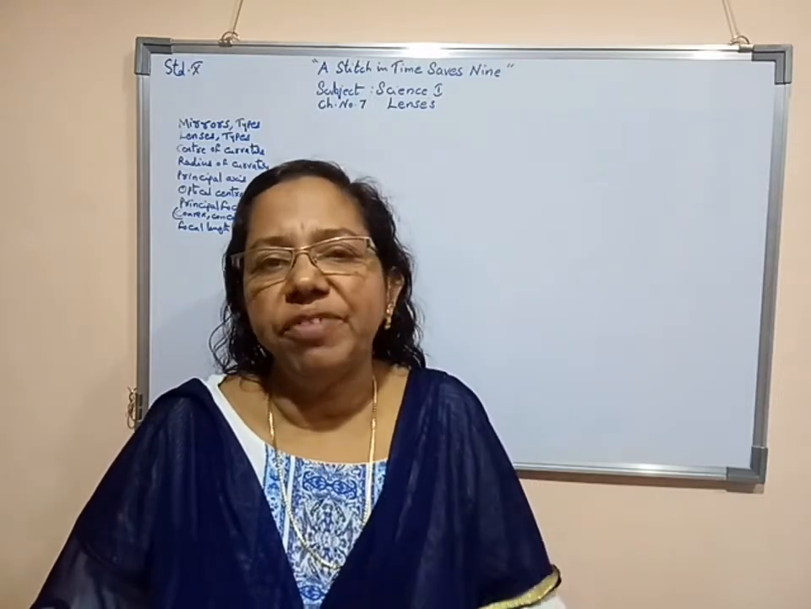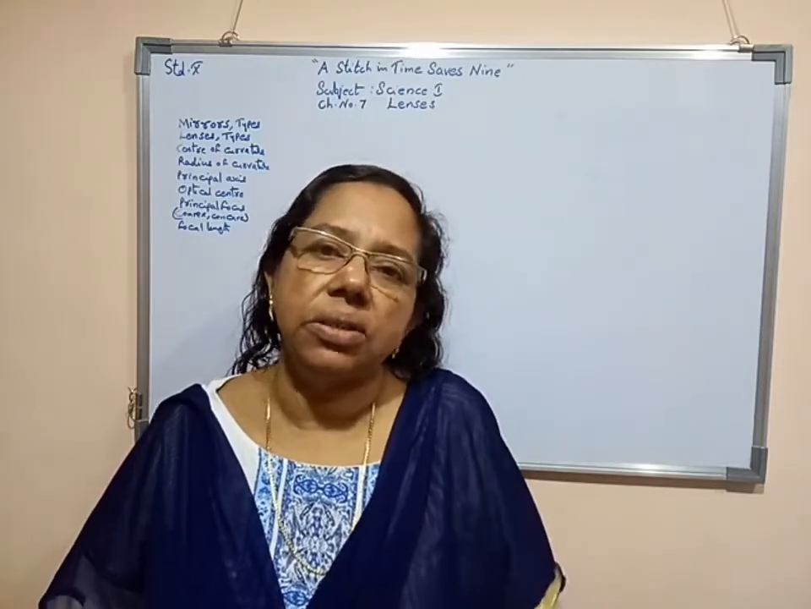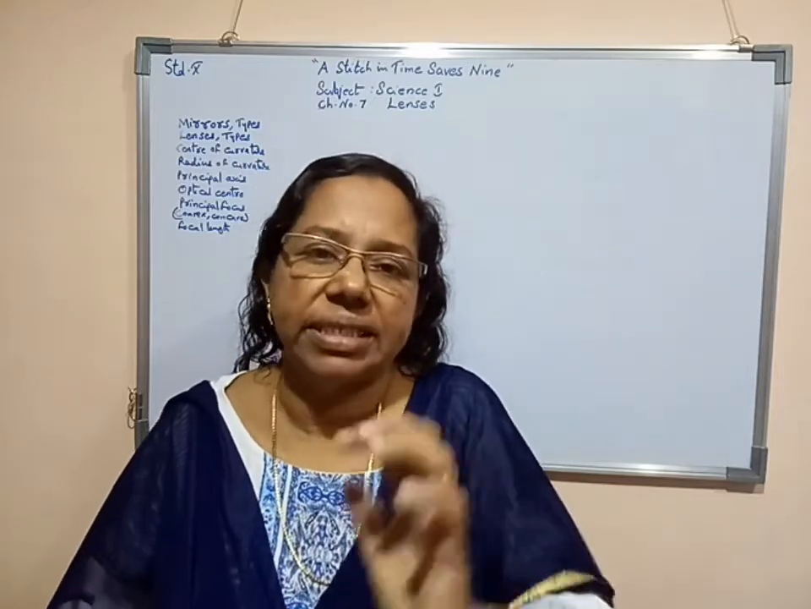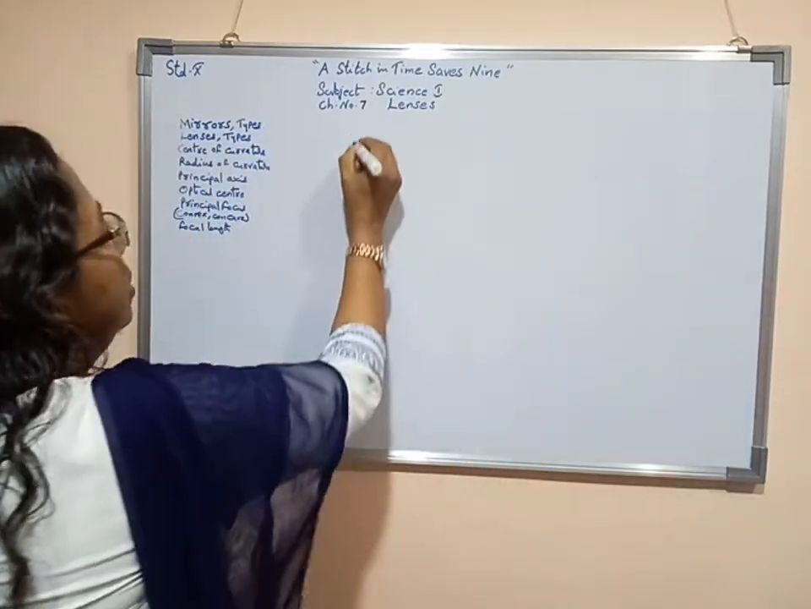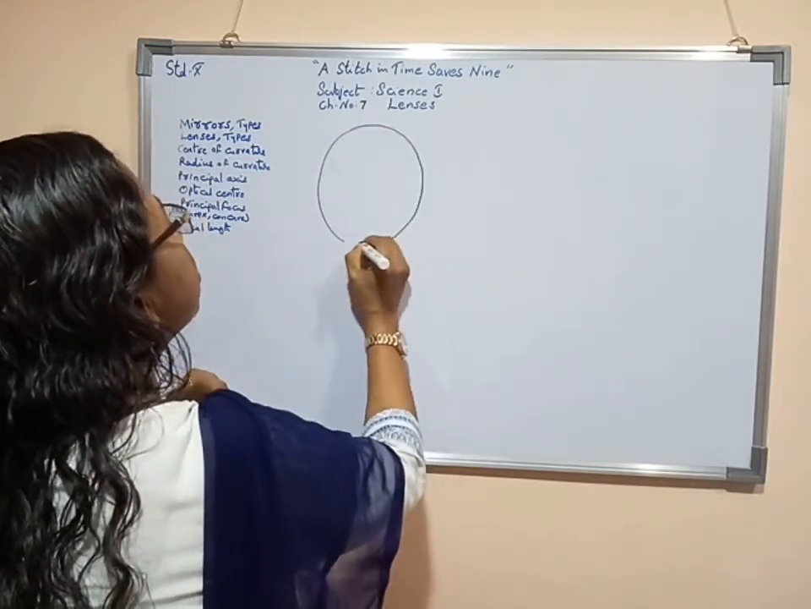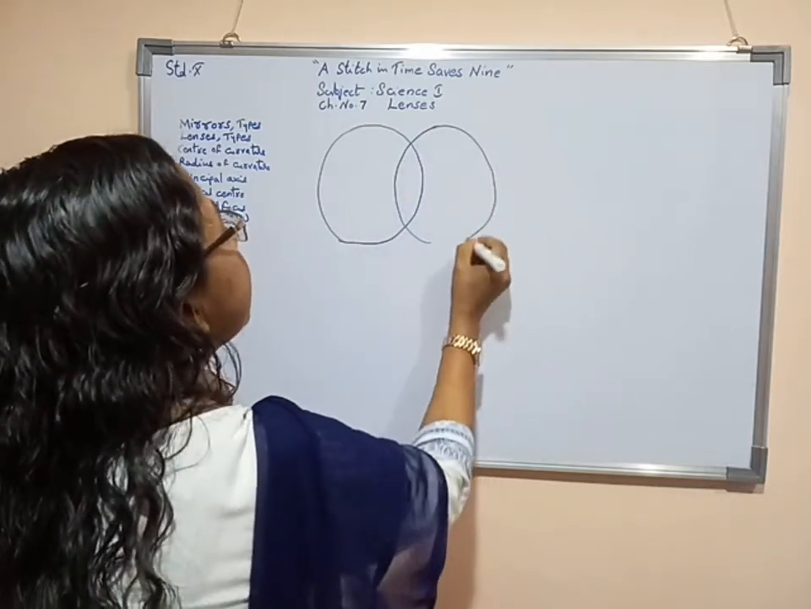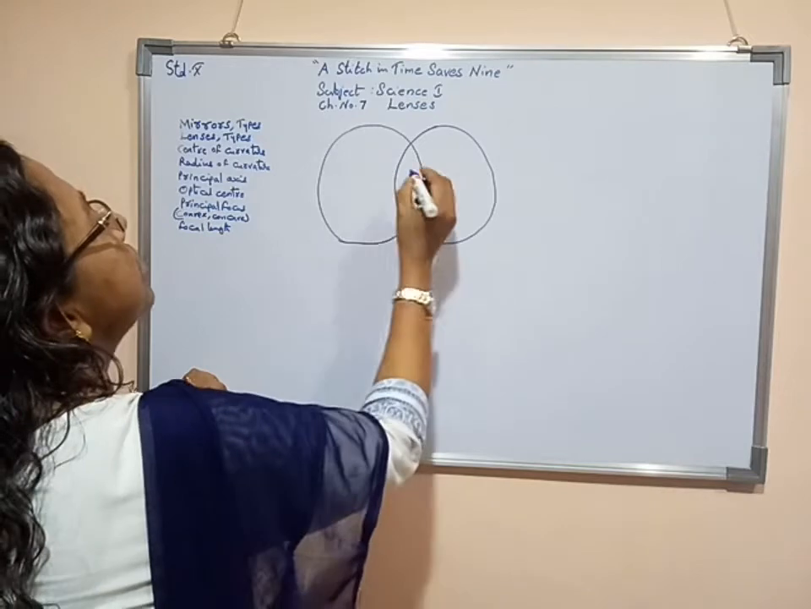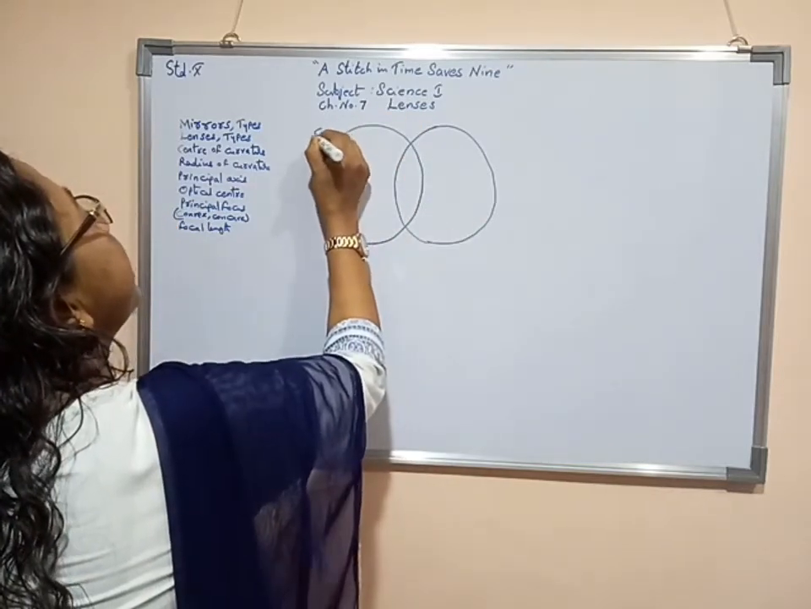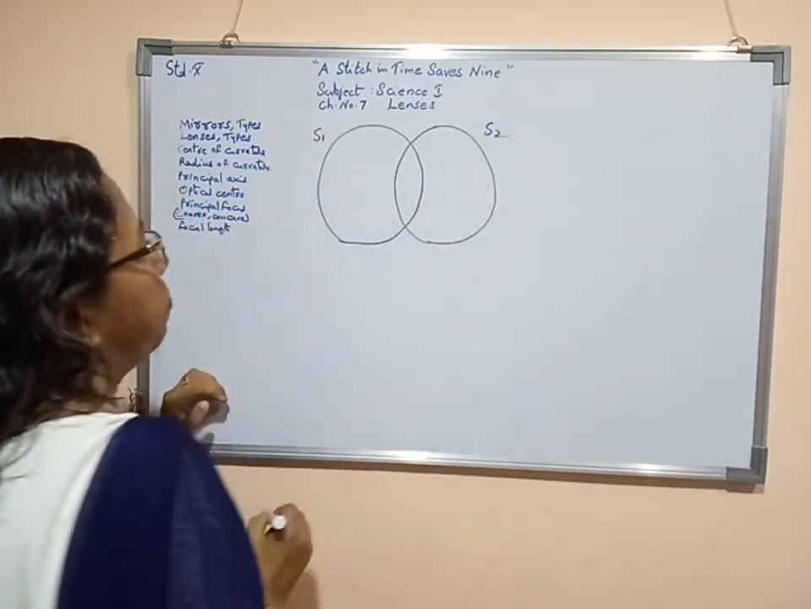Here we are studying two types of lenses in general. One is convex lens, the other one is concave lens. First we will study how to make a convex lens. For that we are taking two spheres, both of them intersecting with each other. This is one sphere, so I am writing here S1. This is the other sphere, I am writing S2.